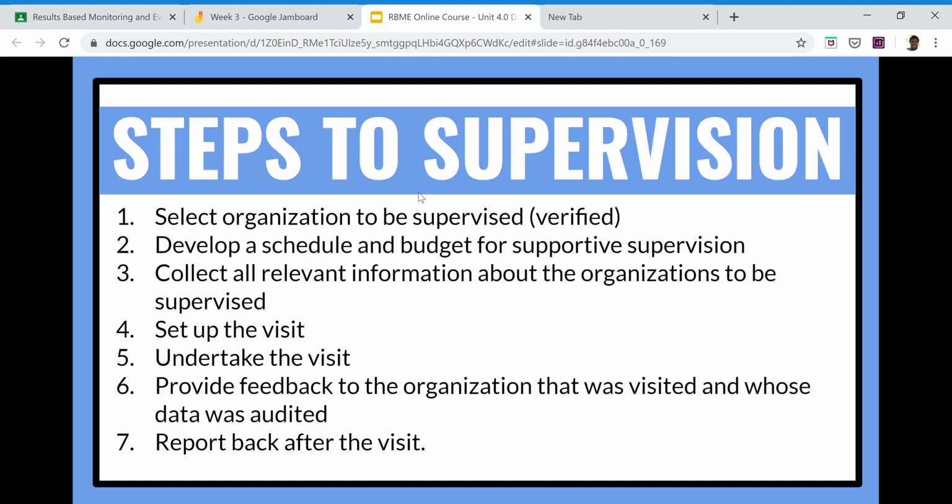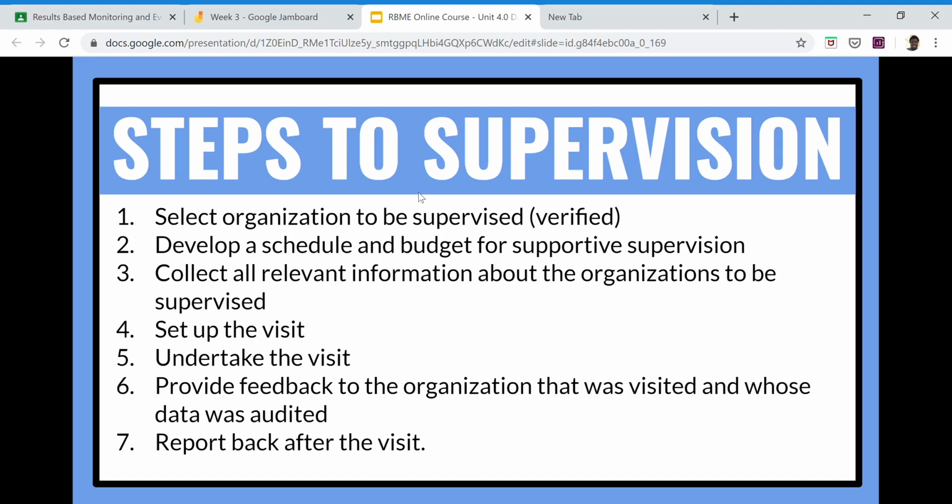And don't forget, again, the supervision we're talking about is about the M&E system, and not the implementation of a project or program. Then you need to dig in and get more information about the organization itself, especially if they are the ones that have requested supportive supervision, or that you have been asked as a consultant to supervise such organizations.